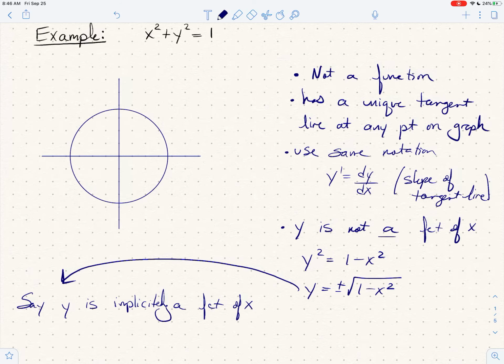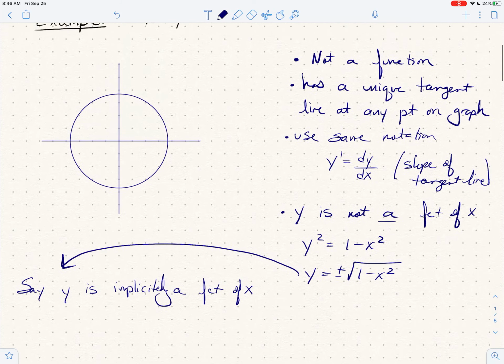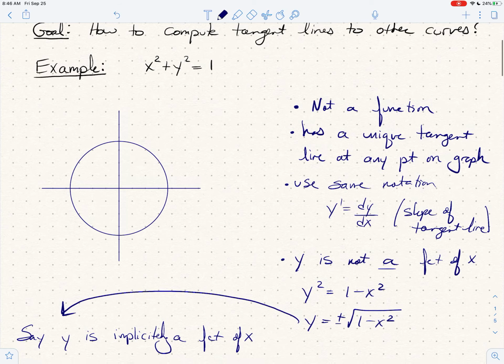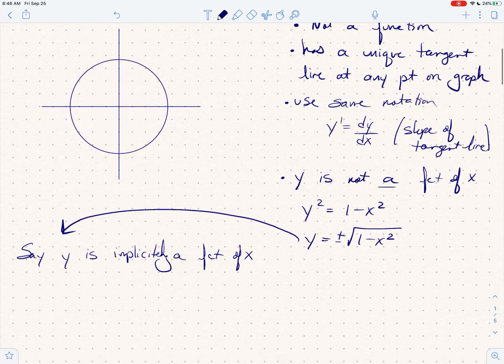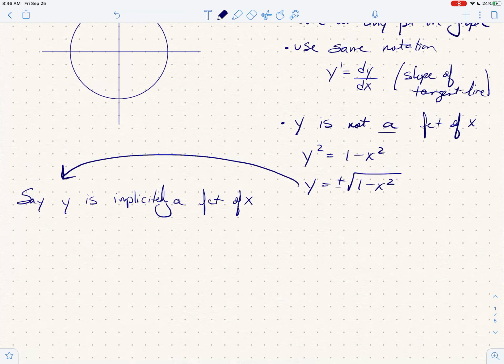Okay. So what's the key idea here? I want to be able to take the derivative. I want to find dy dx. How do I do that? So what you do is you assume that y is actually a function of x. You just assume that it is a function of x, and then use the chain rule.